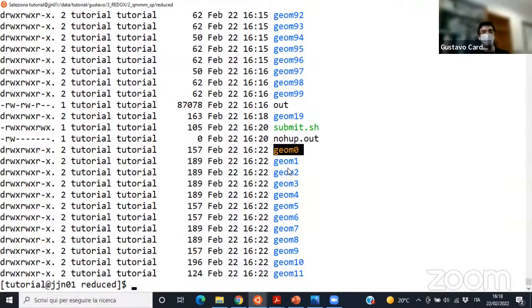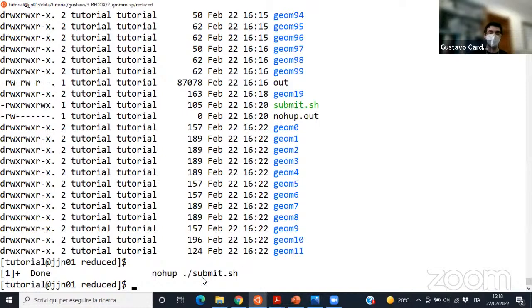So in this way, you already have the geometry. All you have to do is perform 100 single points with QMMM. Sorry, I'm creating a lot of confusion here. As you can see, it has already been done because it's just 100 QMMM single point computations.